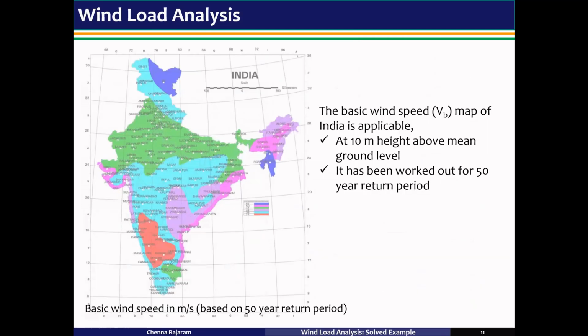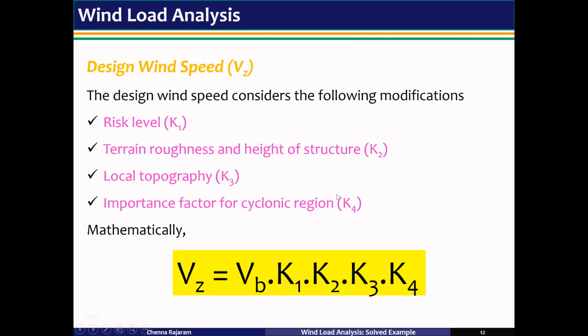The country is divided into 6 wind zones, with wind speeds of 33 meters per second, 39 meters per second, 44 meters per second, 47 meters per second, 50 meters per second, and 55 meters per second. These wind speeds are calculated at 10-meter height above mean ground level with a 50-year return period. The basic wind speeds correspond to certain reference conditions. Hence, to account for various effects governing the design wind speed in any terrain conditions, modification factors are specified in the form of K1, K2, K3, and K4.